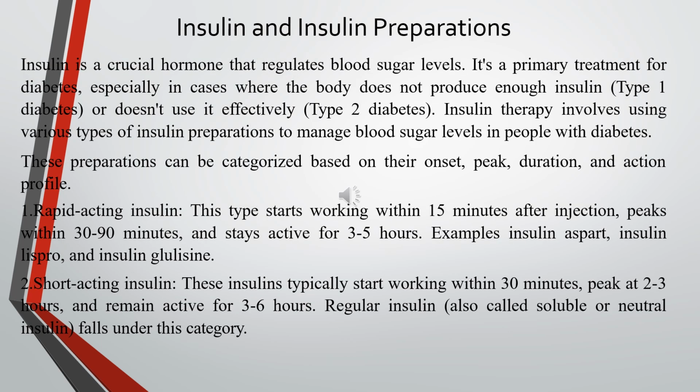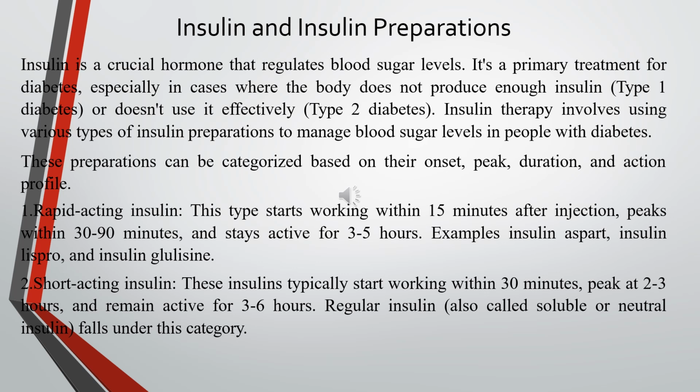In the first category, insulin and its preparations, insulin is a crucial hormone that regulates blood sugar levels. It is the primary treatment for diabetes, especially in cases where the body does not produce enough insulin, that is type 1 diabetes, or does not use it effectively, that is type 2 diabetes. Insulin therapy involves using various types of insulin preparations to manage blood sugar level in people with diabetes. These preparations can be categorized based on the onset, peak, duration, and action profile.